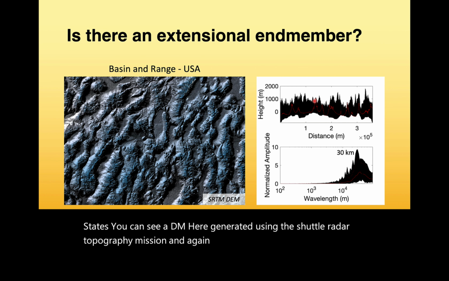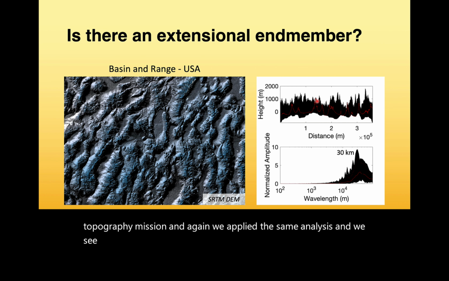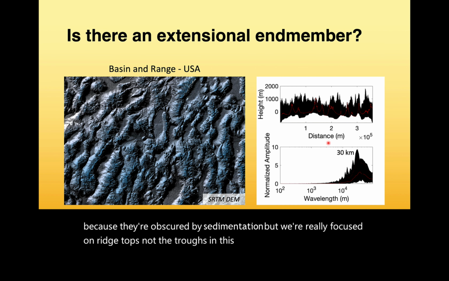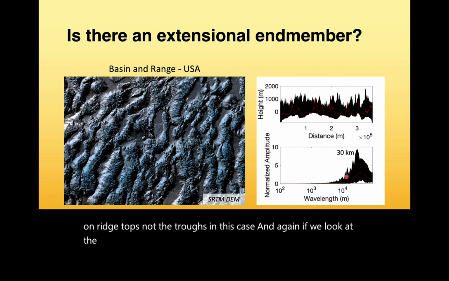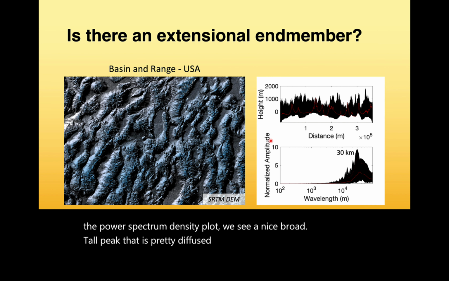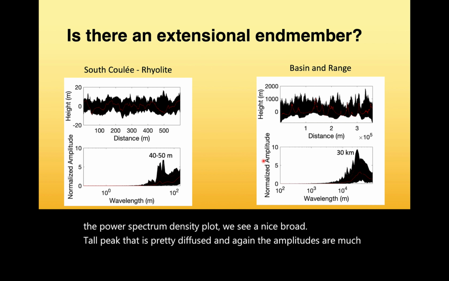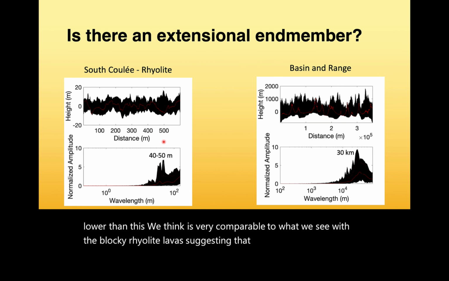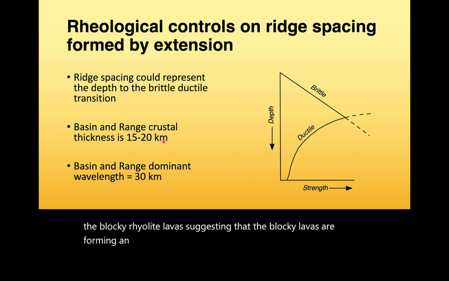And again, we applied the same analysis, and we see pointed ridges, no rounded ridges. We can't see the troughs because they're obscured by sedimentation, but we're really focused on the ridge tops, not the troughs in this case. And again, if we look at the power spectrum density plot, we see a nice broad, tall peak that is pretty diffuse. And again, the amplitudes are much lower. And this, we think, is very comparable to what we see with the blocky rhyolite lavas, suggesting that the blocky lavas are forming in extension, not compression.